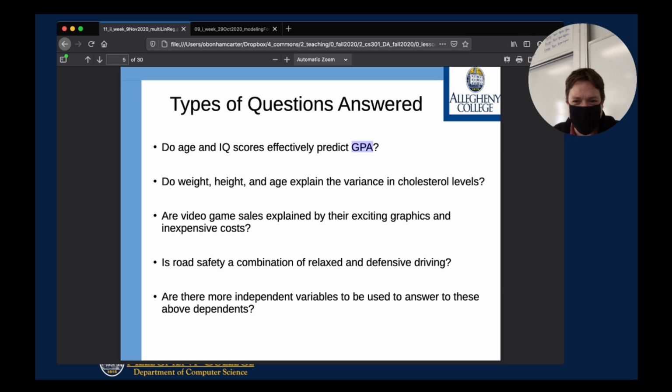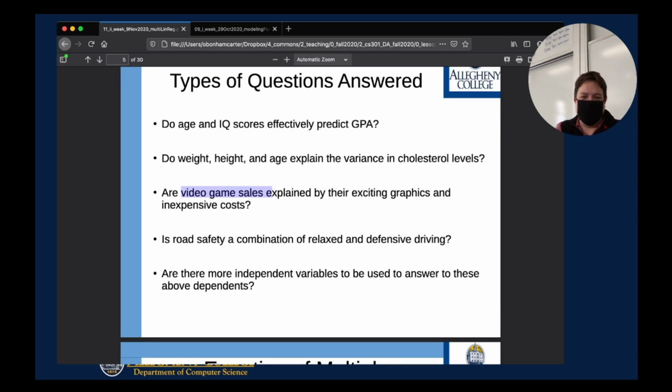Here's another question you might ask using multiple variables. Do weight, height, and age explain the variance in cholesterol levels? That's true, but I can think of something else. How about exercise? How about if you eat a lot of junk food, if you eat a lot of meat, if you're a vegetarian? Does that make any difference at all in your cholesterol levels? Sometimes it does, but in other cases it doesn't. And so you need to have as many variables as you possibly can in some cases to check what your cholesterol levels look like, because there are so many things that could influence them.